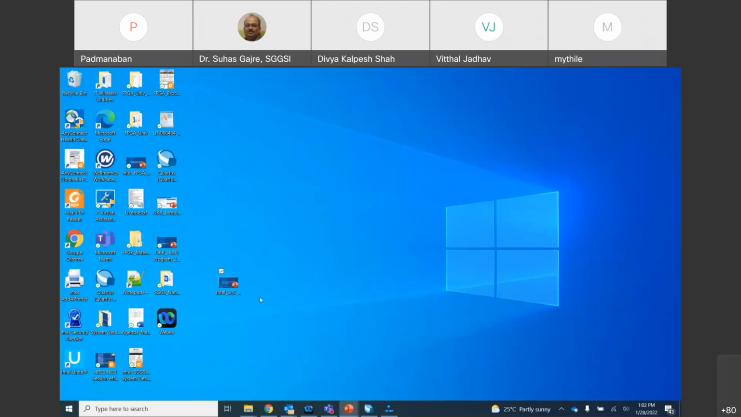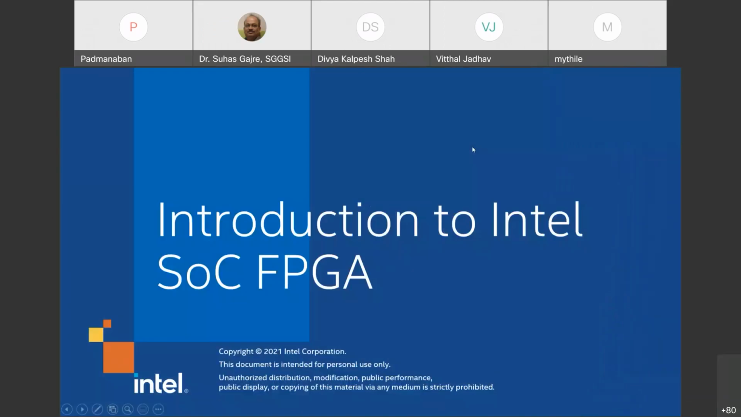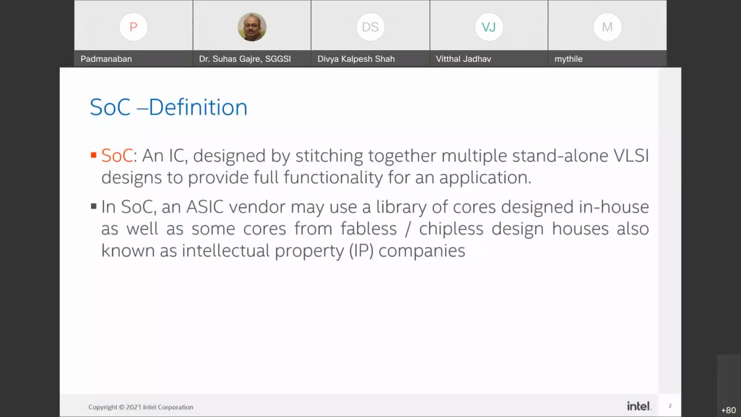Right. Now you can see what is an SoC FPGA. Right? What's the difference? Let us understand. Now, what is an SoC? Let us spend some time, and then I will stop with what is an SoC FPGA. Then we will go to the demo. So, if you see here, what is an SoC?